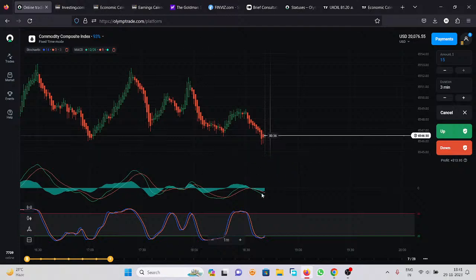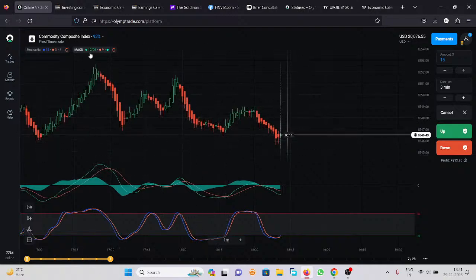MACD is the middle one, which is the area chart with green and red lines. MACD is a trend following momentum oscillator which shows you the relationship between two moving averages of an asset's price. This is the asset, commodity composite index, and this is the price of the asset. The MACD provides the relationship between the two moving averages. And what are these two moving averages? Basically, they are EMAs with periods of 12 and 26.